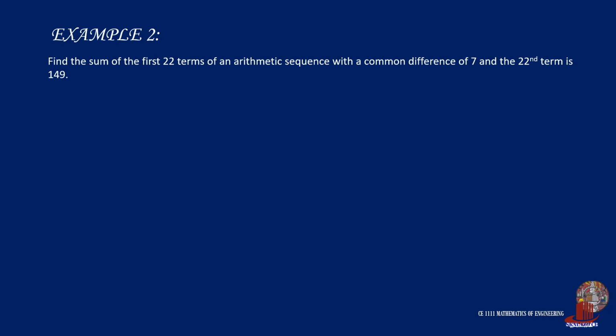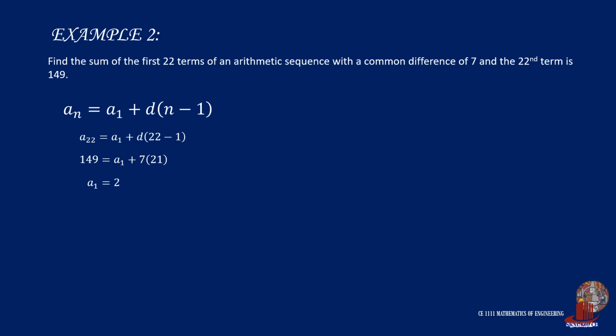So by the arithmetic sequence formula, we have a sub 22 is equal to a sub 1 plus d times 22 minus 1. We plug the values to get 149 is equal to a sub 1 plus 7 multiplied by 21, and we have the initial term as 2.